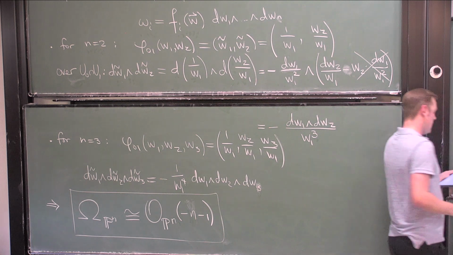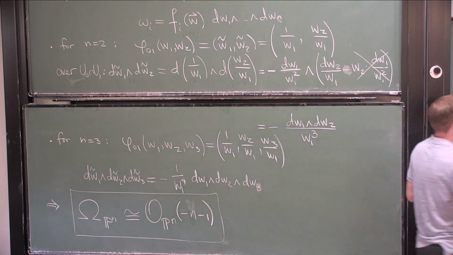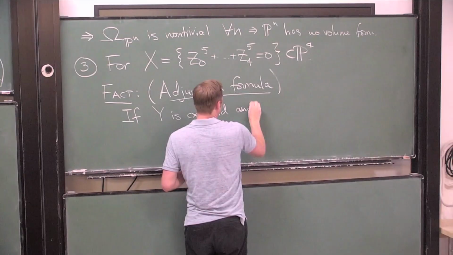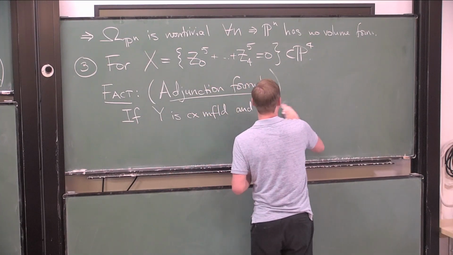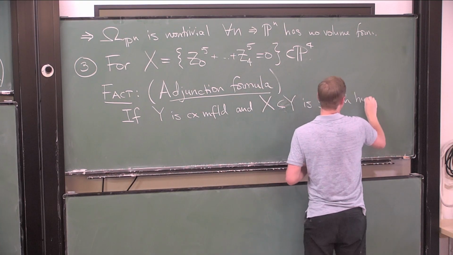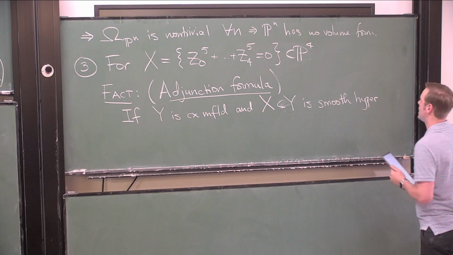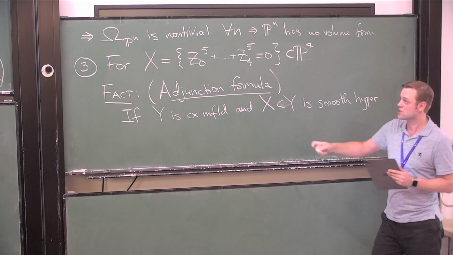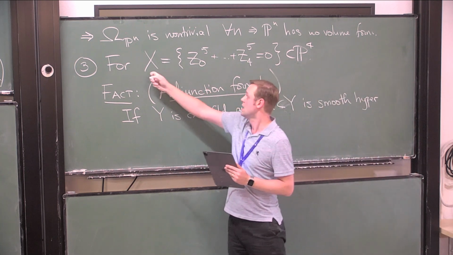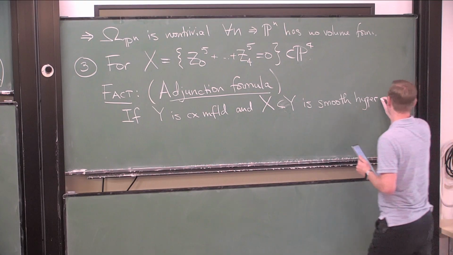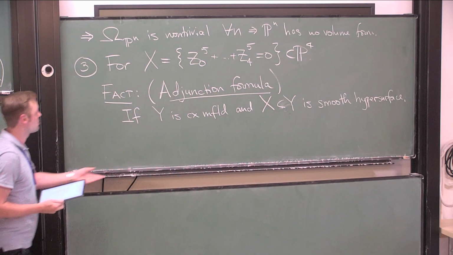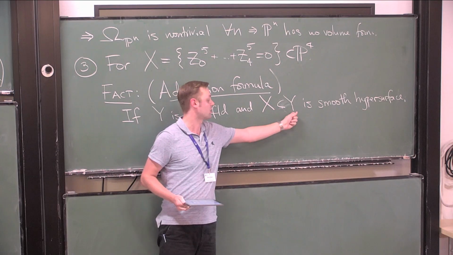If I have a hypersurface inside a complex manifold, so if Y is a complex manifold and X is a smooth hypersurface, in other words a complex manifold in its own right, given by one equation inside Y, just like in this example, where we have a complex manifold P to the fourth and X is a smooth hypersurface in there, then the adjunction formula allows you to compute the canonical bundle of X if you know the canonical bundle of Y.